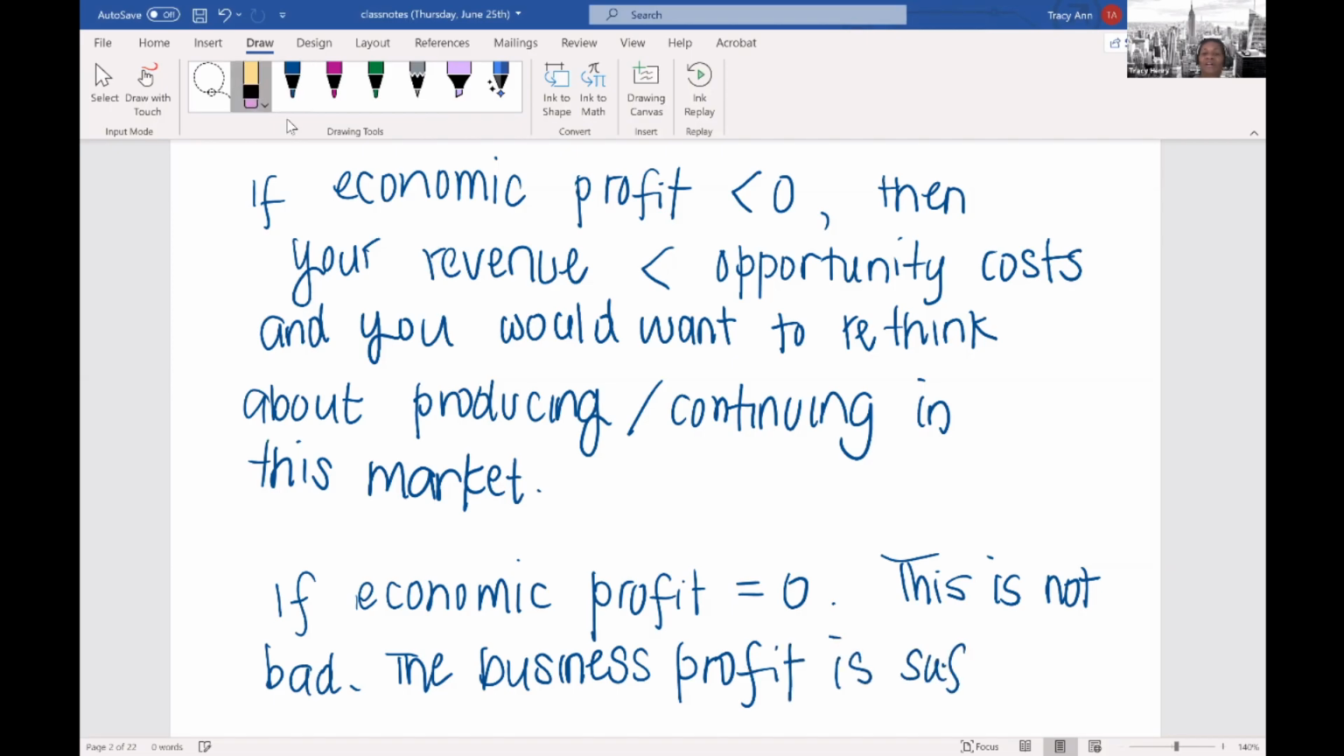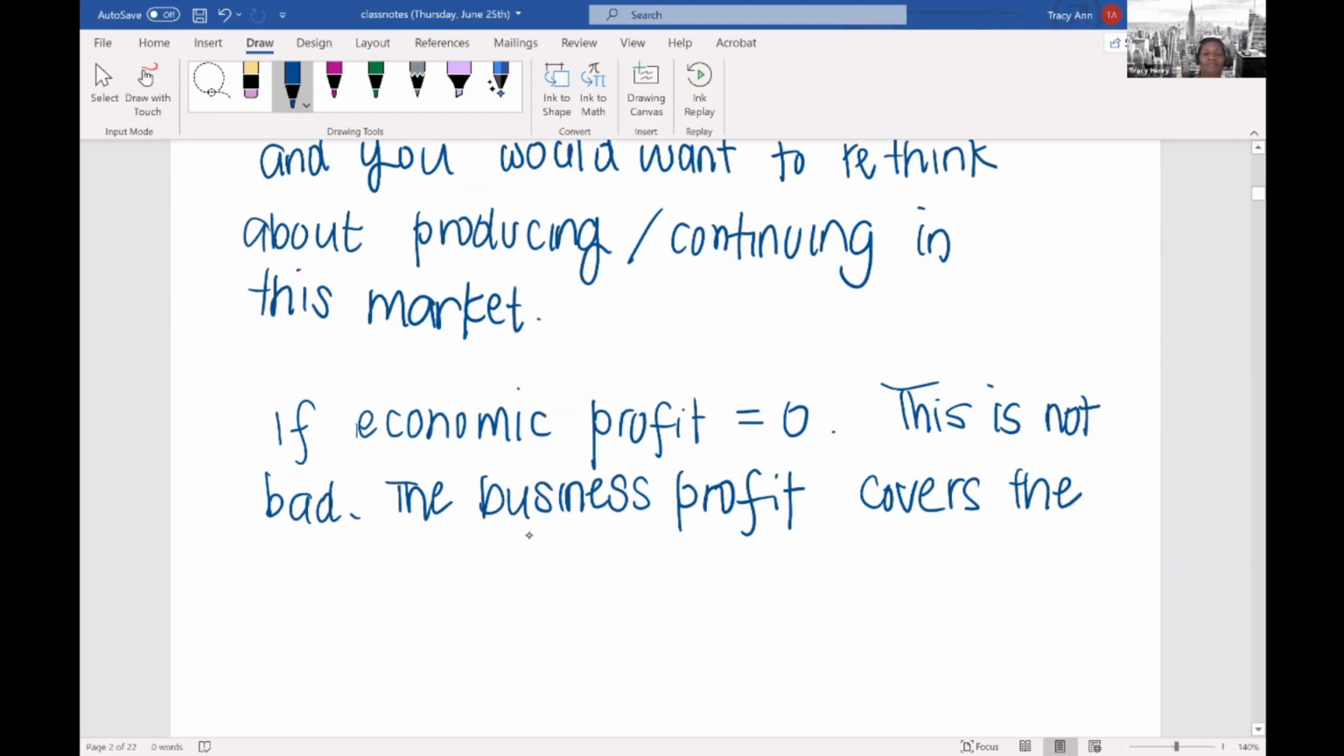The business profit covers the foregone opportunities, or I should say covers the implicit cost. And then of course, if our economic profit is positive, then that is a great thing.